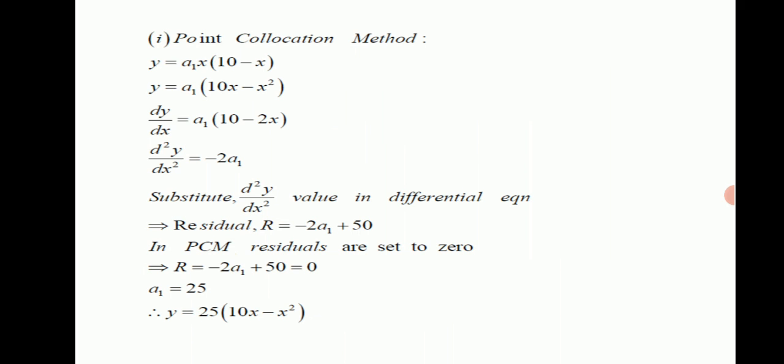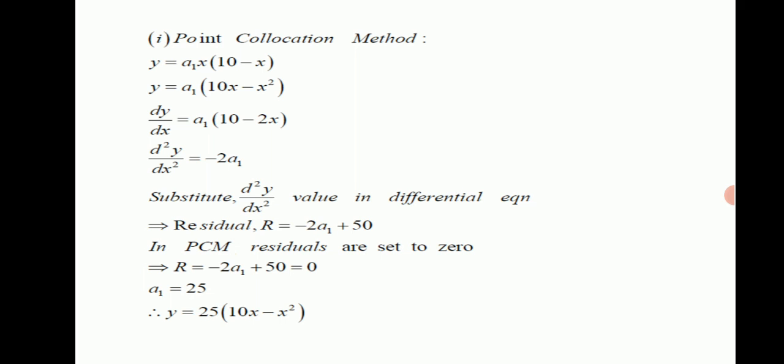The first method is the point collocation method. The trial function is y is equal to a1 x into 10 minus x. Multiplying the x term inside the bracket, y is equal to a1, 10 into x is 10x, and x into x is x squared. So 10x minus x square.